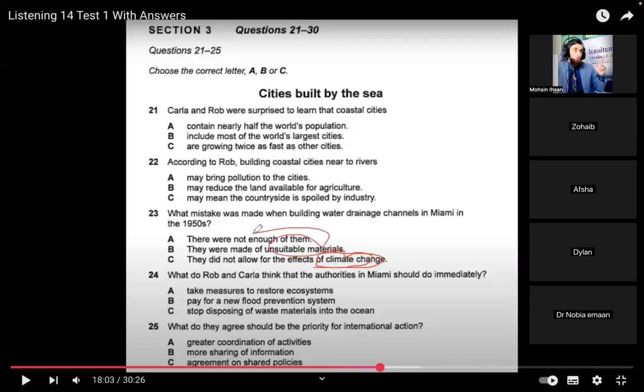Next was unsuitable. Sir, can you please repeat this MCQ, please? Repeat the recording, please. Okay. Look at the synonym words. I repeat, I play it again.